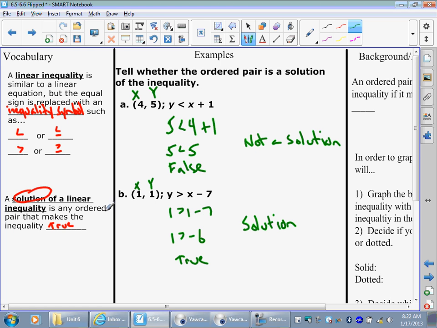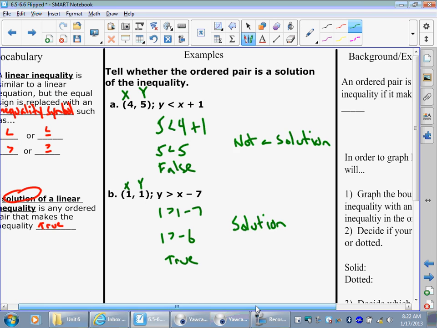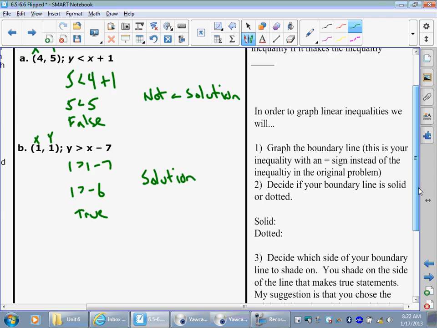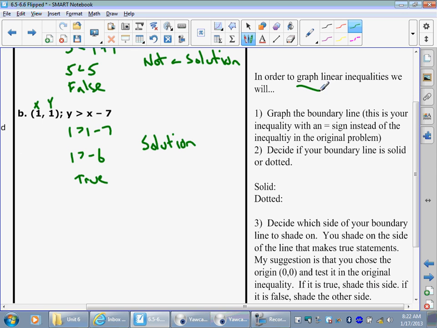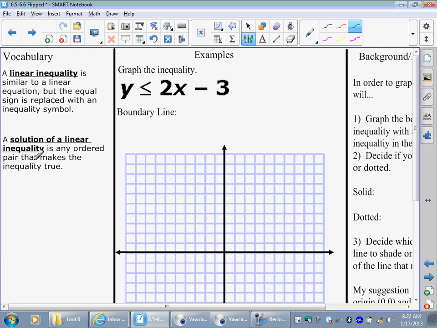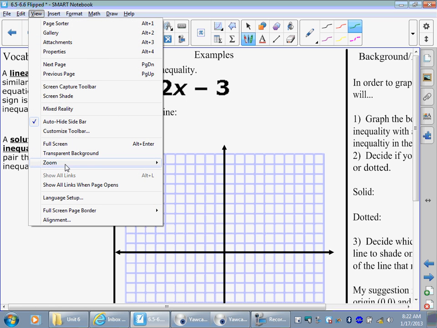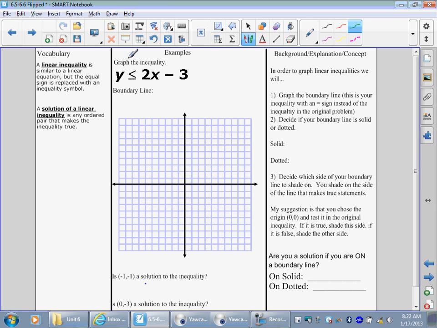Now, in both of these cases, they gave us the ordered pair to try. Well, what if they don't give us the ordered pair to try? What if we need to show all of the solutions to one of these? And that's really what we're going to focus on the next page, which is how do we graph linear inequalities. All right, so if you'll turn to the next page, you'll see here it's asking us to graph the inequality.